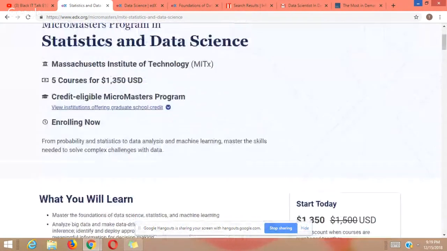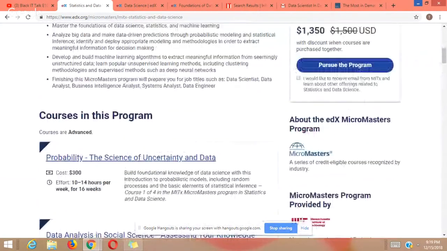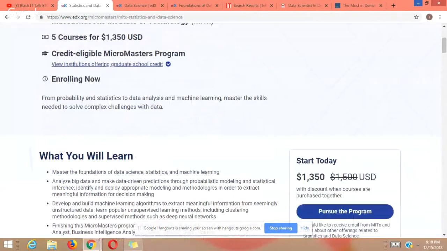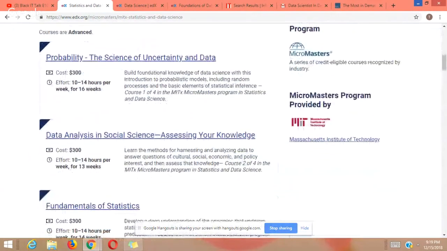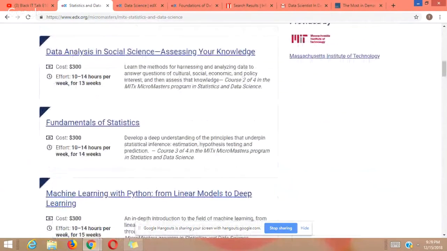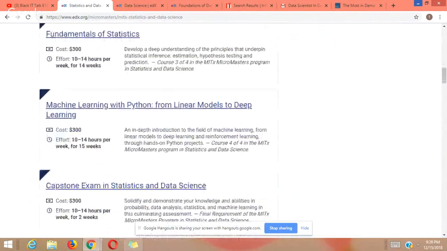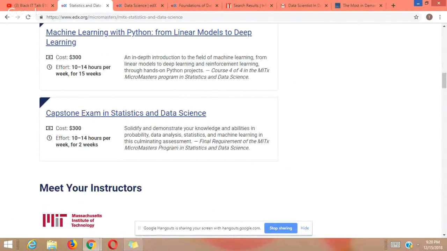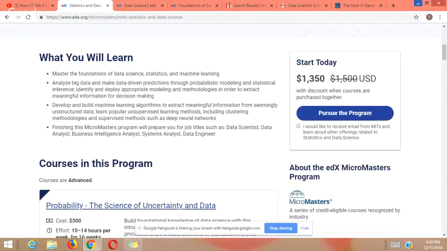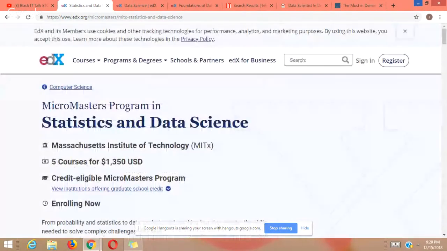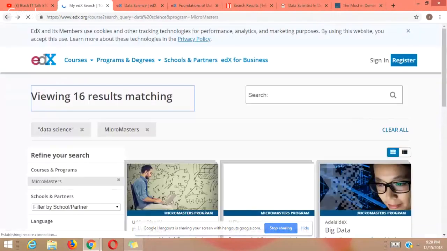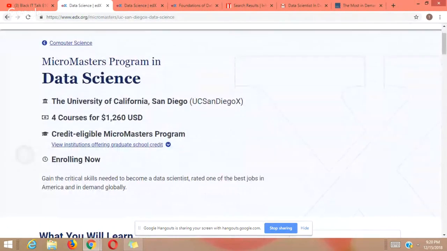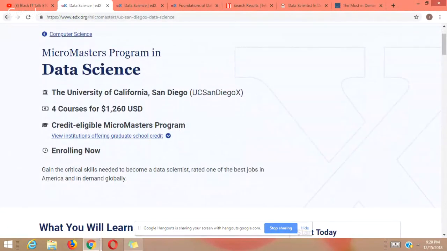5 courses: statistics and data science. How much is that? So $1,300, $1,350. Science of uncertainty, data analysis and social science, fundamentals of statistics, machine learning with Python. That seems to be really popular. And then you do your capstone at the end. And this is coming from MIT. This is awesome. And then let's go to this one. Oh, this is UC San Diego.